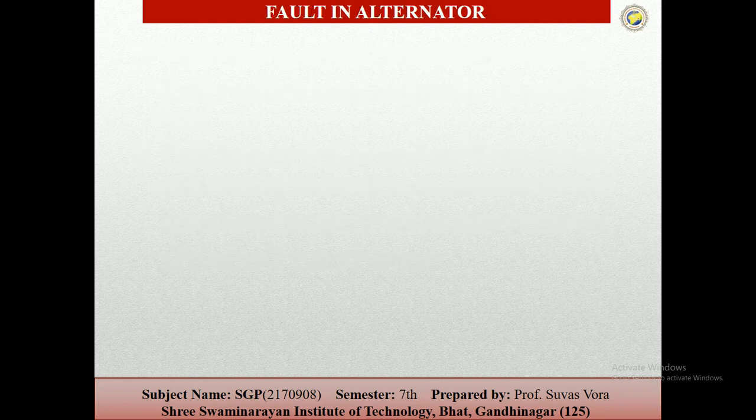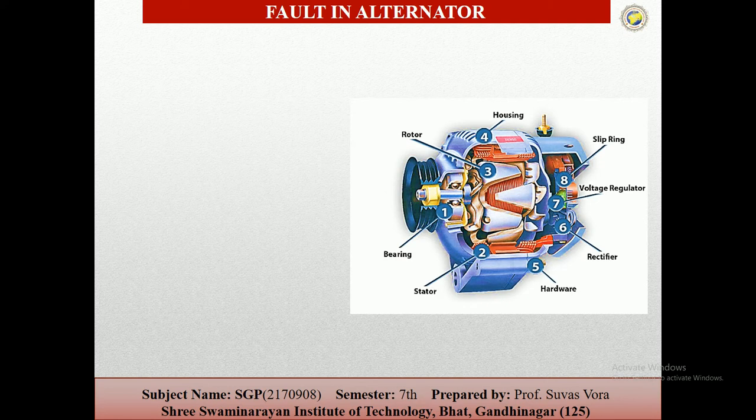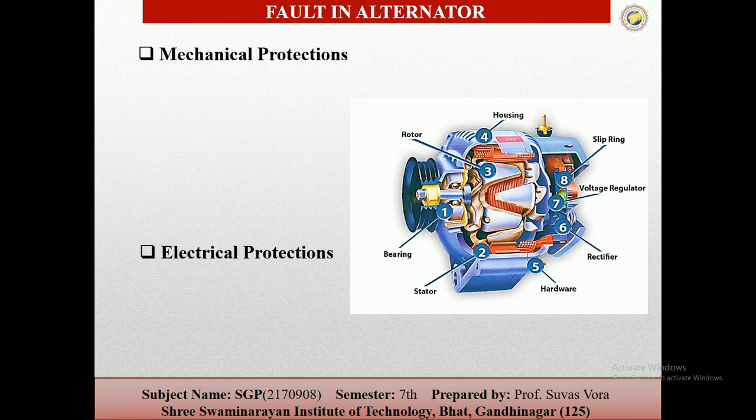So basically the alternator looks like this, and there are two main protection systems for failures and faults in the alternator. The first one is mechanical protection and the second is electrical protection. Which types of faults are given protection in the mechanical parts? The first one is the failure of the prime mover.